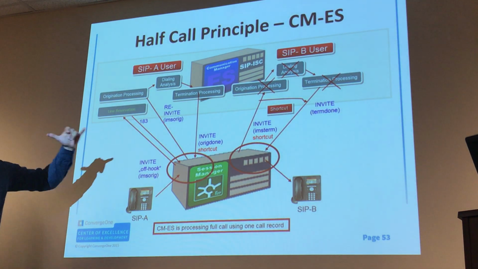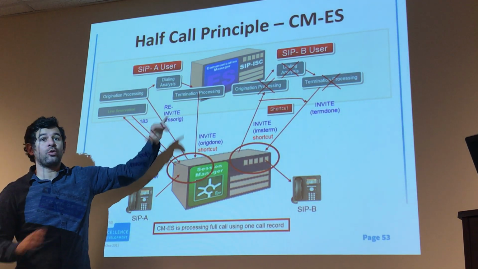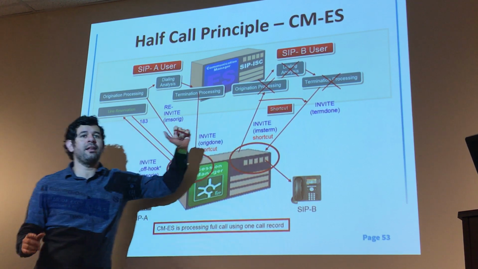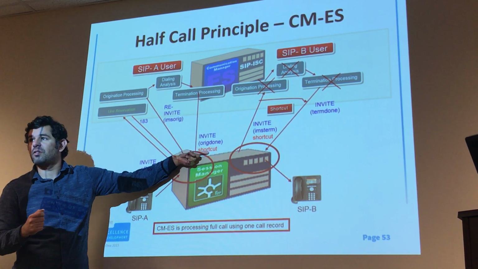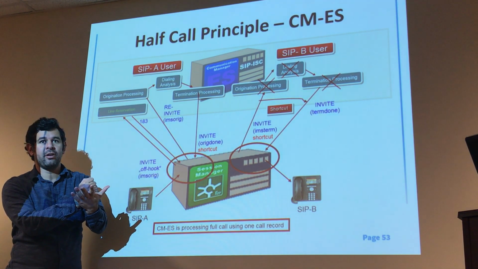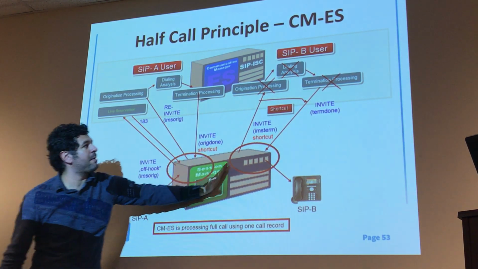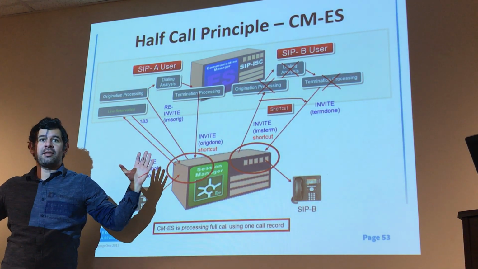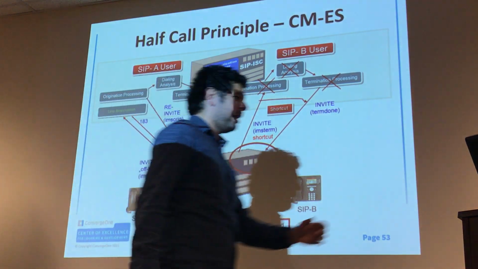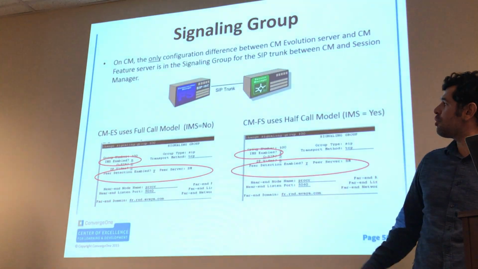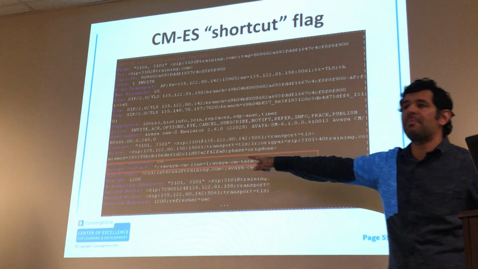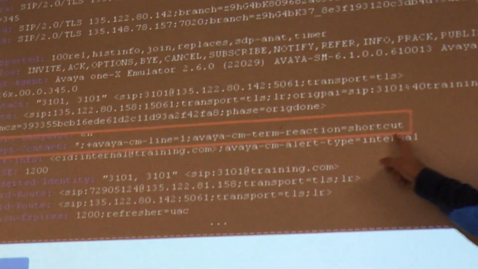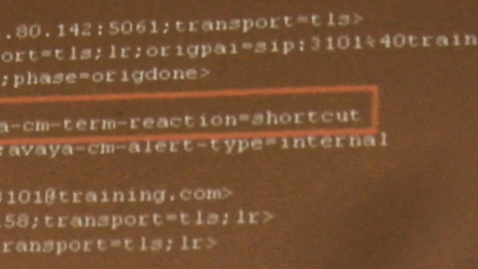Okay. How does CM guarantee that it's not going to do anything on the second half of the call? Well, CM puts a shortcut flag in one header so that when it receives that invite back, it checks, and if it sees that shortcut flag, it doesn't do anything. You see? Actually, in the next slide, I have how the shortcut flag looks. It's in the accept contact header, and there is this thing called shortcut, and if CM finds that, it doesn't do any more processing on the second half of the call.